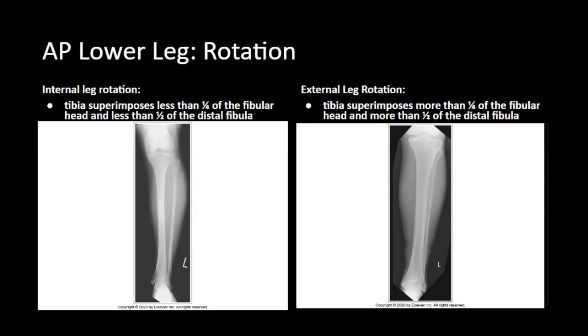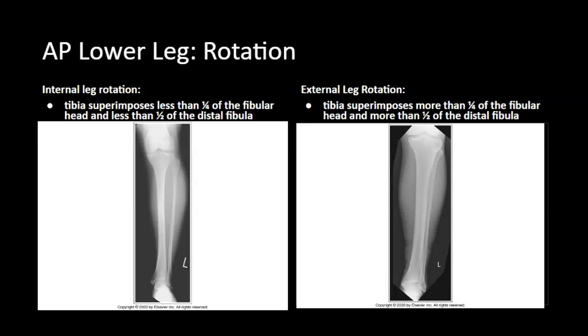When looking at the AP projection, you want to determine if there's any rotation or not. And how you determine that is just looking at the relationship with the tibia and fibula. When there is internal leg rotation, the tibia will superimpose less than 1/4 of the fibular head and less than 1/2 of the distal fibula. In other words, the fibula becomes free of superimposition more so.